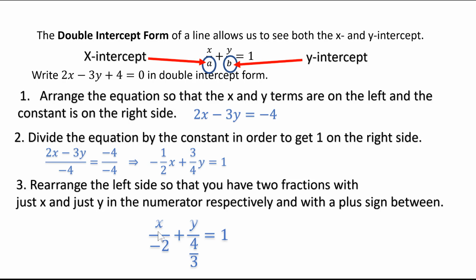You're going to rewrite it so that instead of negative 1/2 x, you write that as x over negative 2. Means the same thing. And then you've got 3/4 times y, and that is the same thing as y divided by 4/3. So when you move that 3/4 down into the denominator, you have to flip it upside down, or it doesn't mean the same thing. So y divided by 4/3 means the same thing as 3/4 times y. And now you're done. You've got it in that form, and you'll be able to see that the x-intercept for that line is negative 2, and the y-intercept for that line is 4/3.